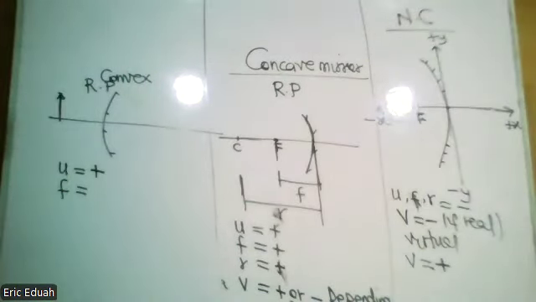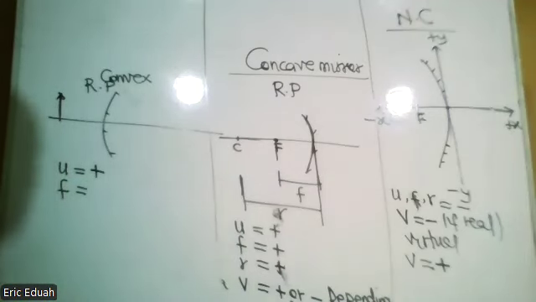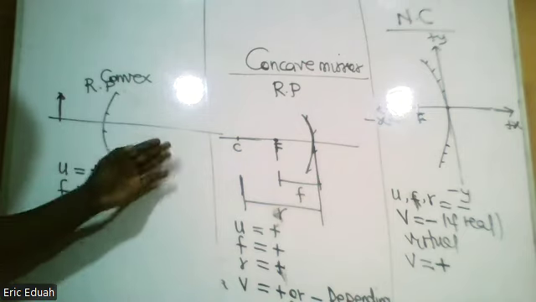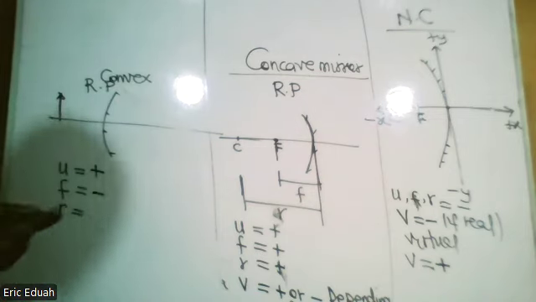What about F for convex? Would F be positive or negative? F will be negative, Mamiya. Why will it be negative? Because the focal point is behind the mirror. Good. A convex mirror has a virtual principal focus, or focal point. So because for convex the focal point is virtual, what about the radius of curvature?